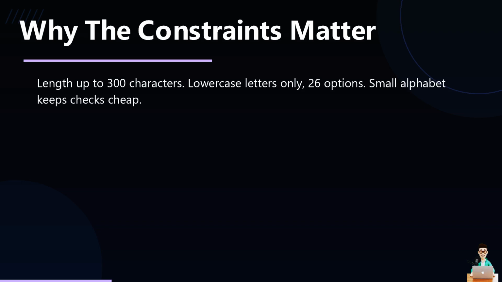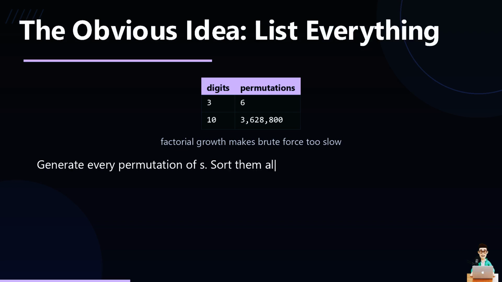And since we're stuck with just 26 lowercase letters, checking is there a bigger letter available is always a tiny fixed size search. The obvious idea: list every permutation, sort them, then pick the next one. For 3 digits, that's fine, 6 options. But for 10 digits, that's over 3 million permutations just to find one answer.